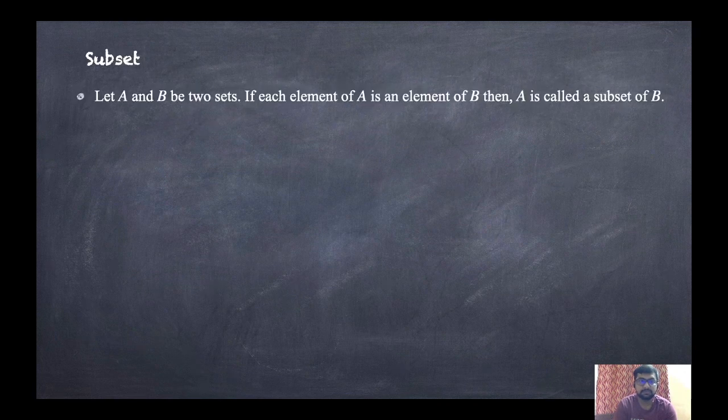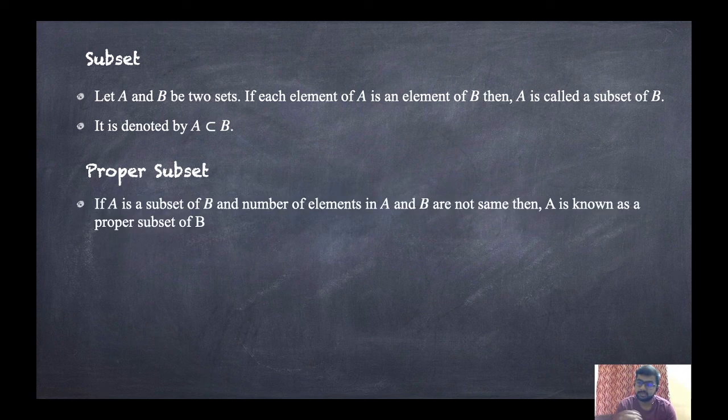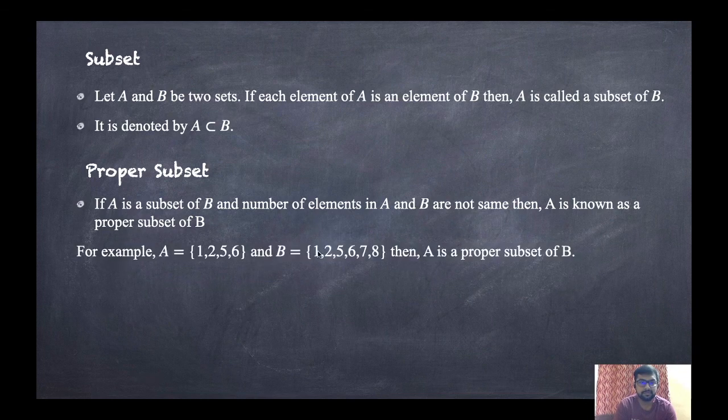Subset. Let A and B be two sets. If each element of A is an element of B, then A is called a subset of B, and it is denoted like this, A ⊆ B. Now, what is a proper subset? If A is a subset of B, and in addition the number of elements in A and B are not the same, then A is known as a proper subset of B.